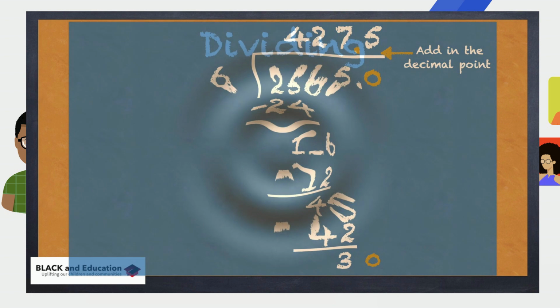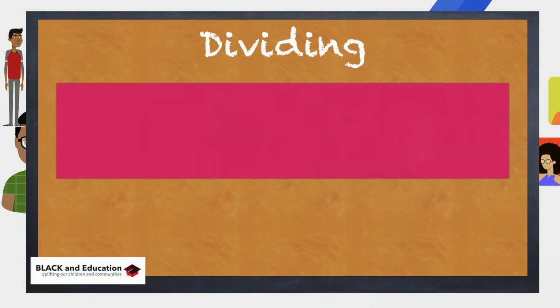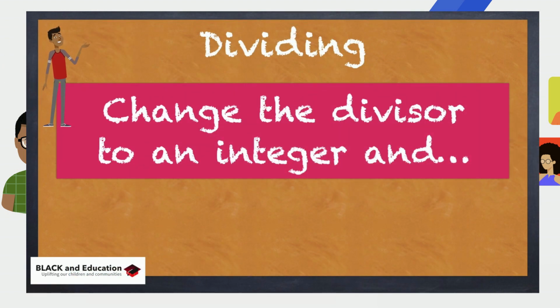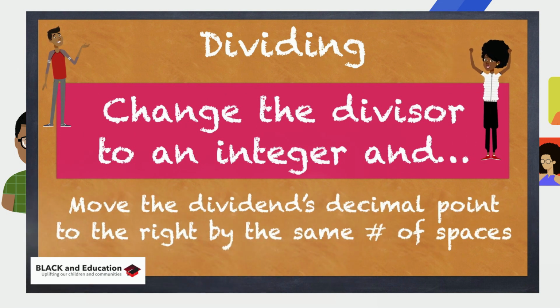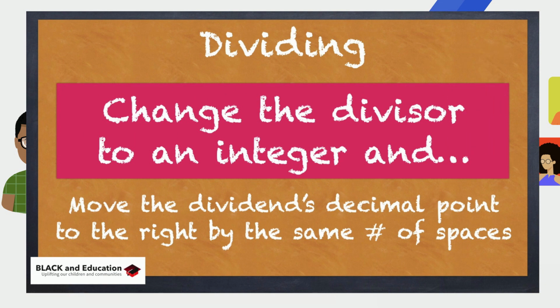All you have to do when it comes to division is make sure you change your divisor into an integer, that you move over that decimal point to the right several spaces, and then you do the same thing to the dividend. And when you do that, you've done it. You finished dividing your decimals.